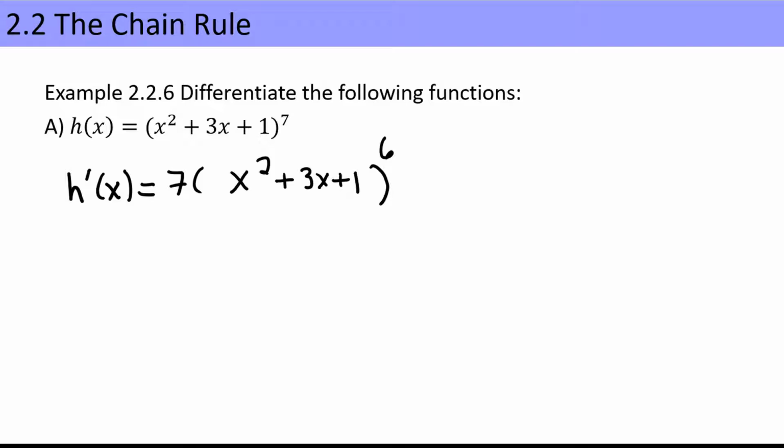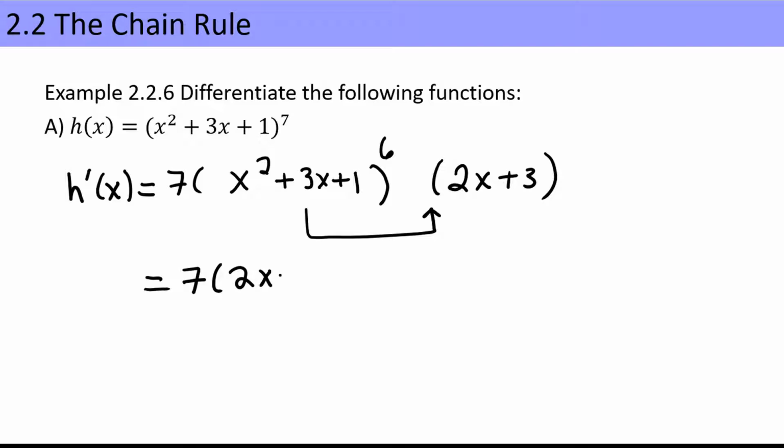So we'll write x squared plus 3x plus 3, and then remember to take the derivative of the inside function, which will be 2x plus 3. We can clean this up a little bit and write this as 7 times 2x plus 3 times x squared plus 3x plus 1 to the power of 6.